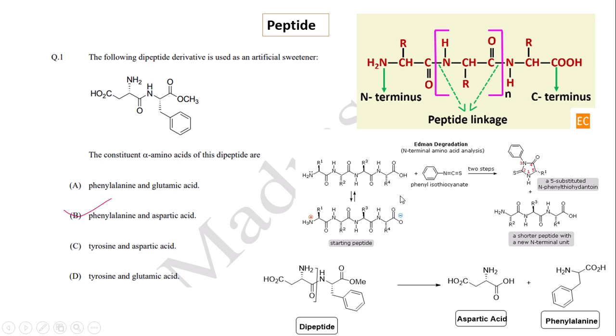And the peptide molecules can be identified by Edman degradation, where the amino acid residue can be determined. In Edman degradation, phenyl isothiocyanate is used as the reagent for the determination of the peptide sequence.